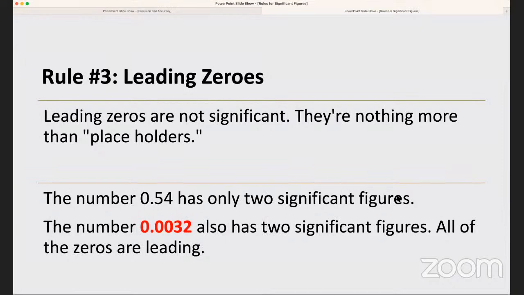So in this example, 0.54 has two significant digits because the zero in 0.54 is a leading zero. It's just a placeholder. It doesn't communicate the precision or the accuracy of the number. The number 0.0032 also has two significant figures because all the three zeros are leading zeros. Remember, a leading zero is a zero that comes before the first non-zero digit.